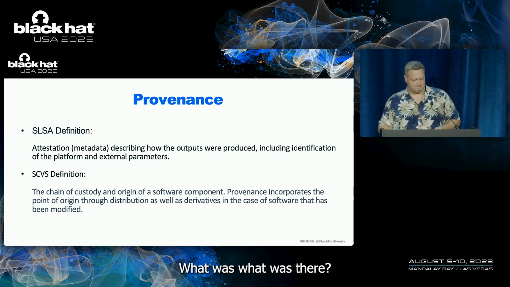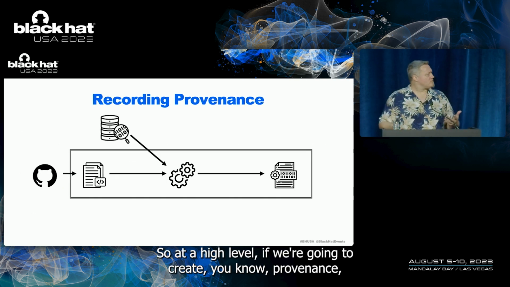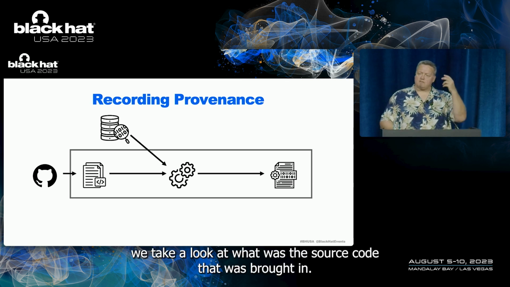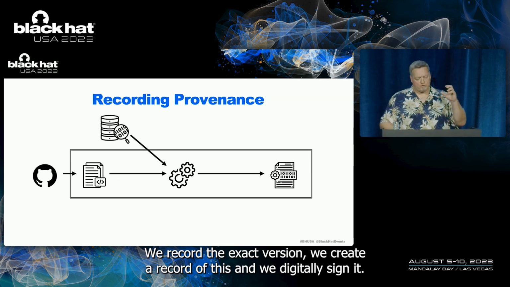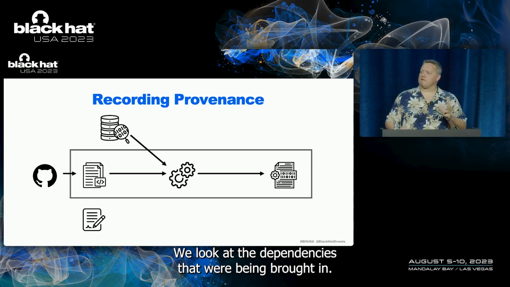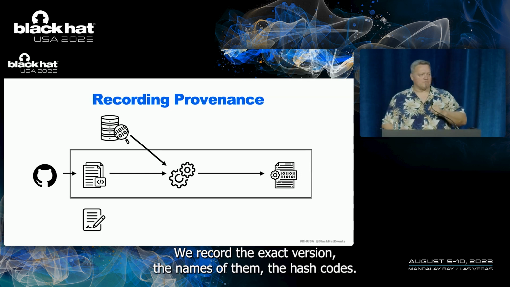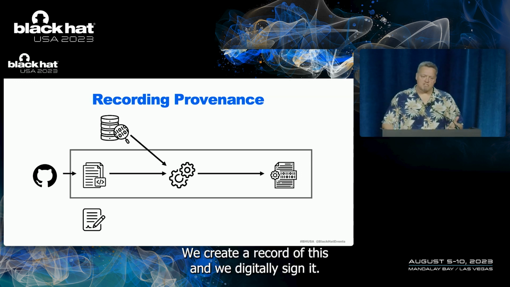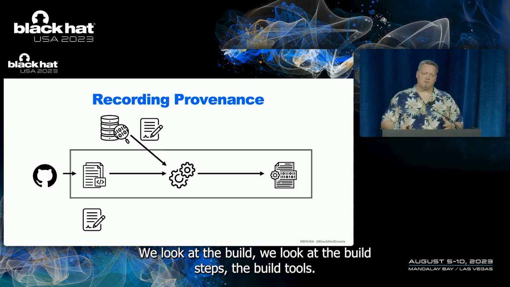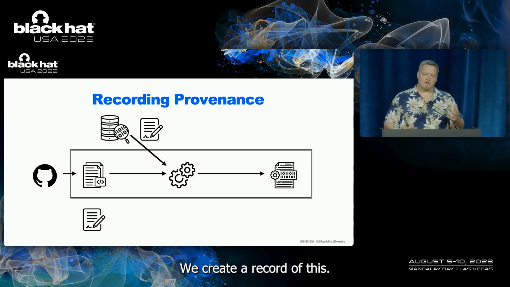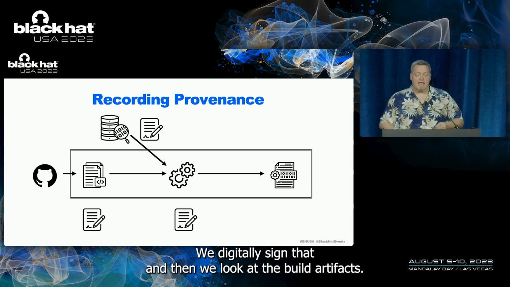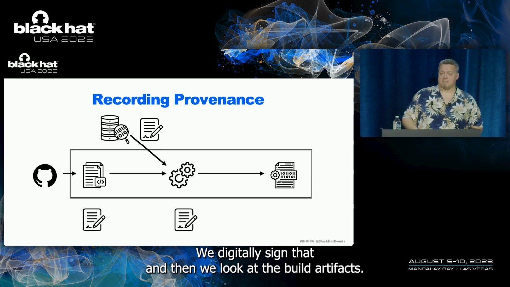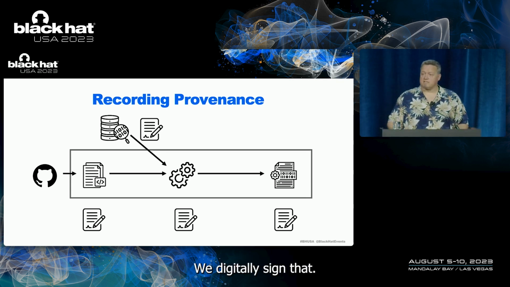What was there? So at a high level, if we're going to create provenance, we take a look at what was the source code that was brought in. We record the exact version. We create a record of this, and we digitally sign it. We look at the dependencies that were being brought in. We record the exact version, the names of them, the hash codes. We create a record of this, and we digitally sign it. We look at the build. We look at the build steps, the build tools. We create a record of this. We digitally sign that. And then we look at the build artifacts. We create a record of these. We digitally sign that.